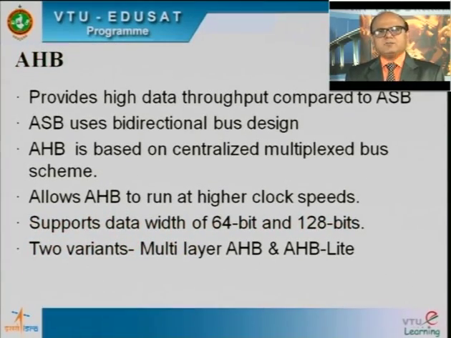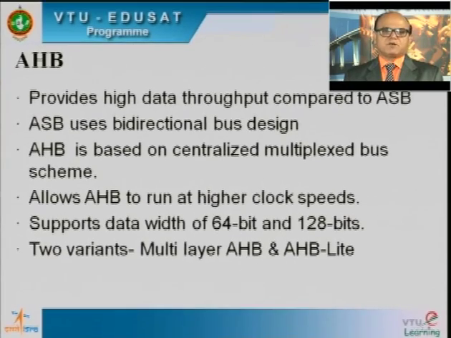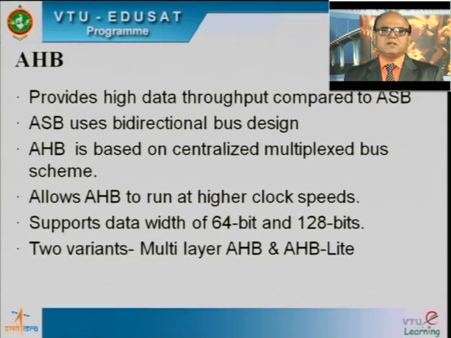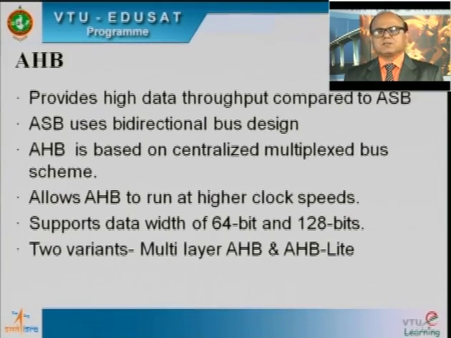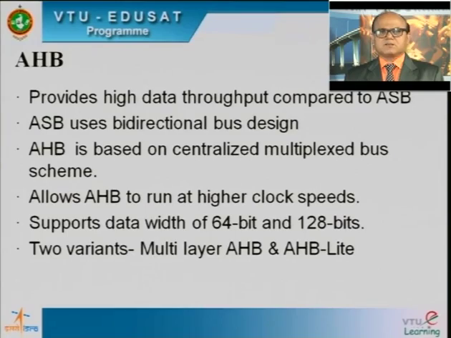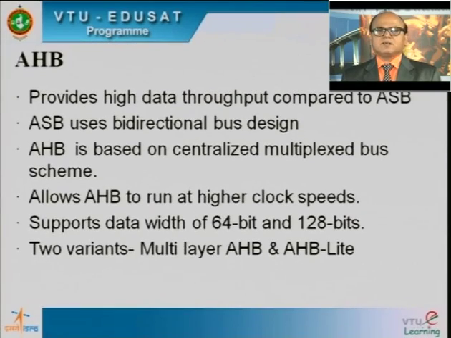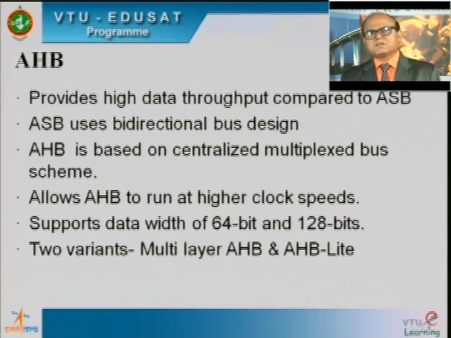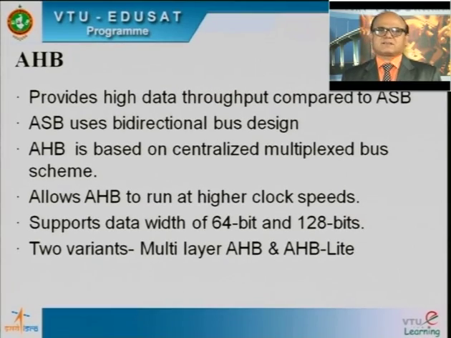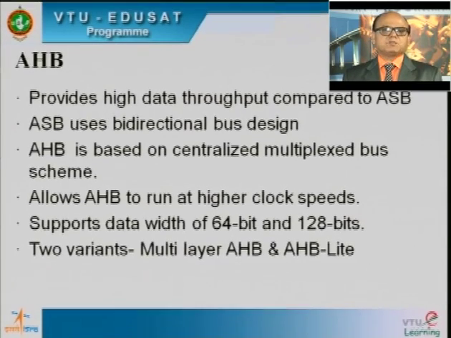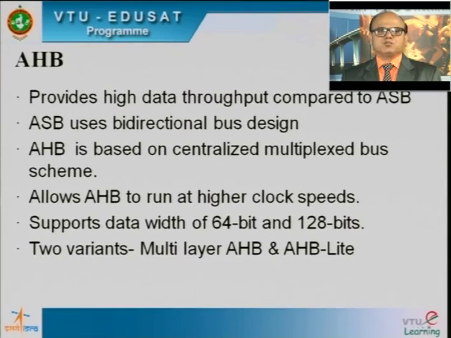The ARM high performance bus, AHB, provides a high data throughput compared to ASB. Of course, as the name itself says, it is a high performance bus, so naturally it provides a higher throughput compared to the ARM system bus. The ARM system bus uses a bidirectional bus design, whereas AHB uses a centralized multiplexed bus scheme. That is the main characteristic which has made the AHB provide a higher throughput.